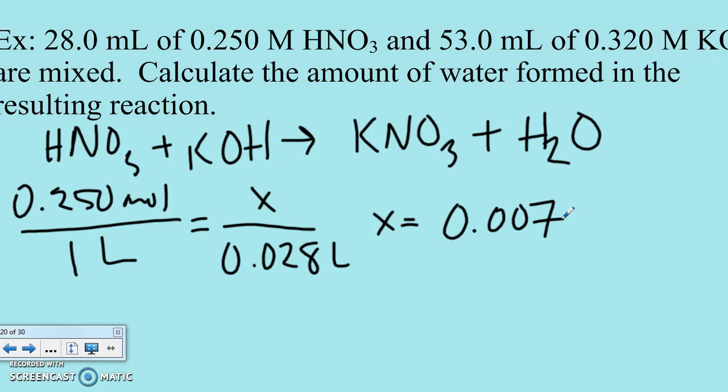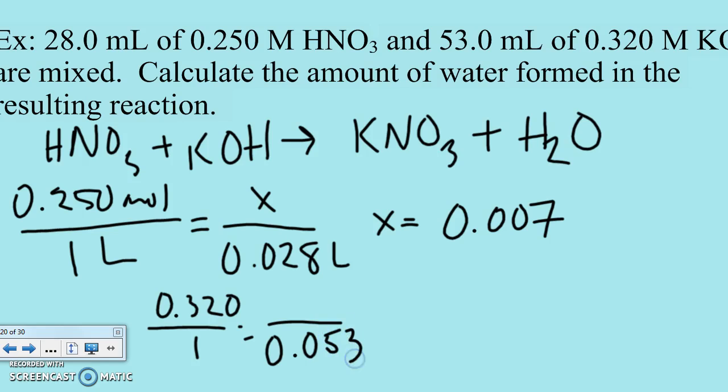We're going to do the same thing with KOH. You set it up with the 0.320 over 1. You want to know how many moles there are in 0.053. And I can already tell you that this is not going to be limiting because your concentration is higher and the volume is higher and it's a 1-to-1 ratio. And indeed, when you solve this, you get 0.017 or so. So the HNO3 is definitely the limiting reagent.